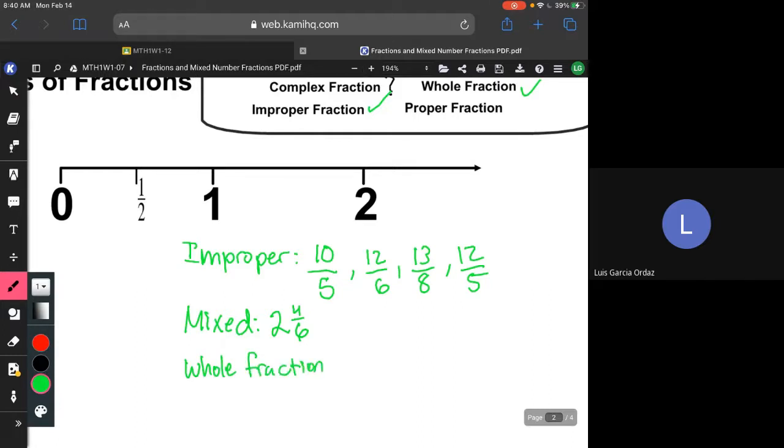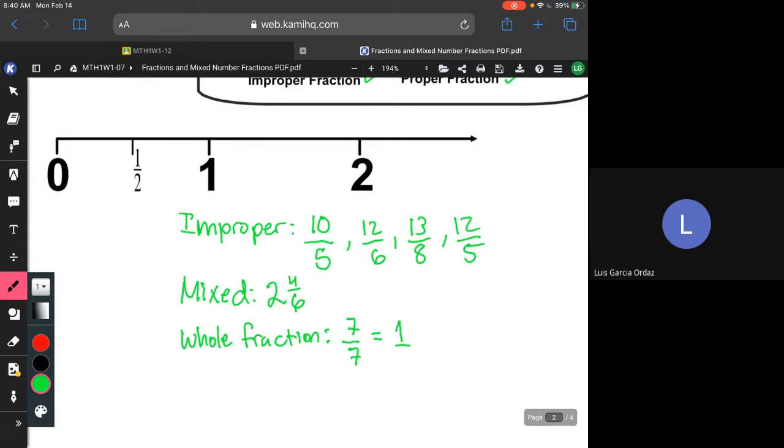Someone give me an example of a whole fraction. Whole fraction. A whole fraction. What does my fraction have to equal if it's a whole? 1. So what's an example of a whole fraction, Caesar? 7 over 7. My numerator and my denominator have to be the same, because 7 over 7 gives me 1, which is a whole.